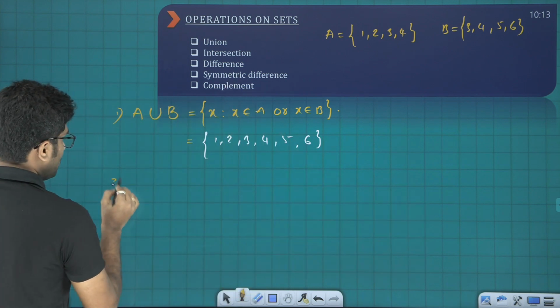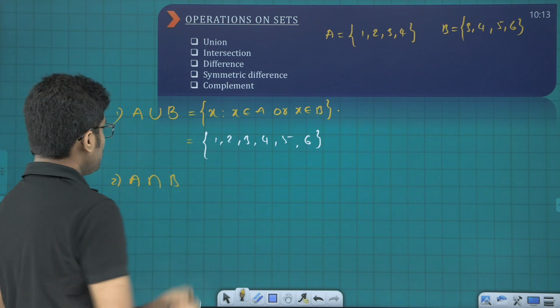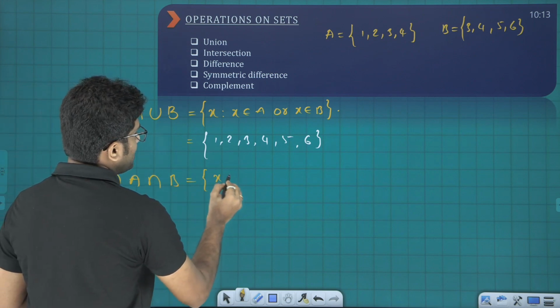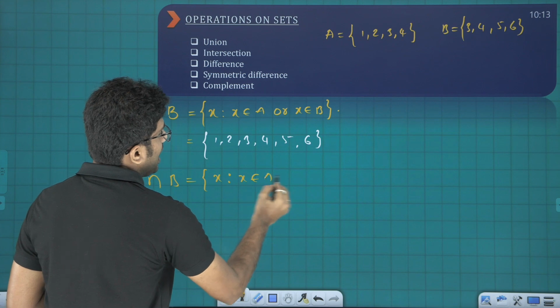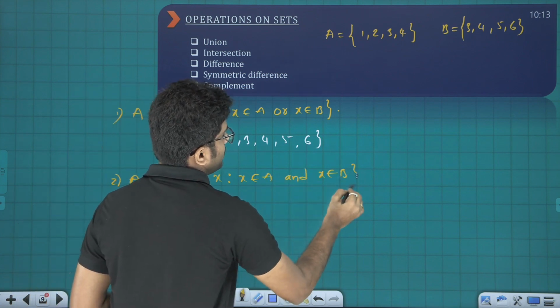Next, intersection. We denote intersection like a reverse U. It is defined as the set of x such that x belongs to A and, friends, intersection means and, x belongs to B.